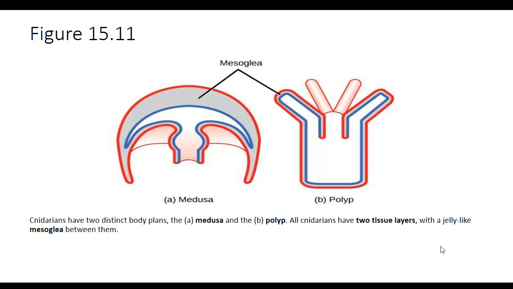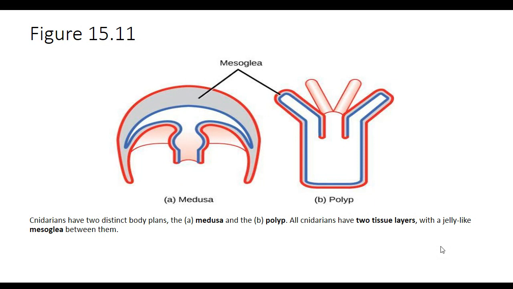These cnidarians come in two body forms. The jellyfish form is called a medusa. So it's like an upside down bowl with the tentacles hanging down, and the opening to the gastrovascular cavity where food comes in is on the bottom. But the other form is called a polyp, like a sea anemone. This is like an upside down medusa that's attached to some surface, and it has the tentacles at the top. And the opening, the mouth, this is the mouth and the anus both. It's at the top, and the tentacles bring food in.